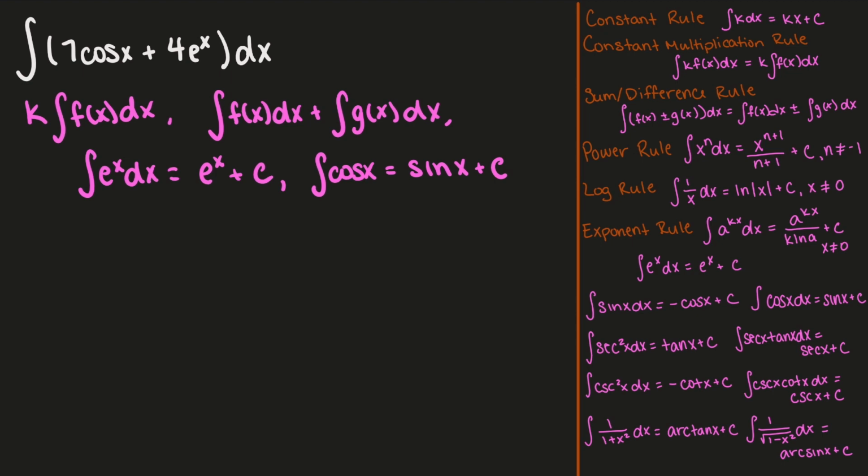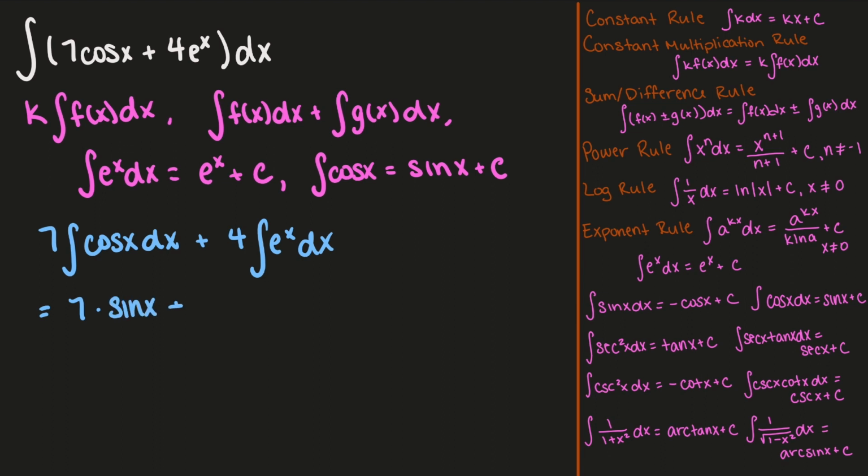So let's start with our constant multiplication rule and our sum and difference rule. This will give us 7 times the integral of cos x dx plus 4 times the integral of e to the x dx, which is going to be equal to 7 times the integral of cosine x, which is sine x, plus 4 times the integral of e to the x, which is e to the x, plus c. So our final answer will be 7 sine x plus 4 e to the x plus c.